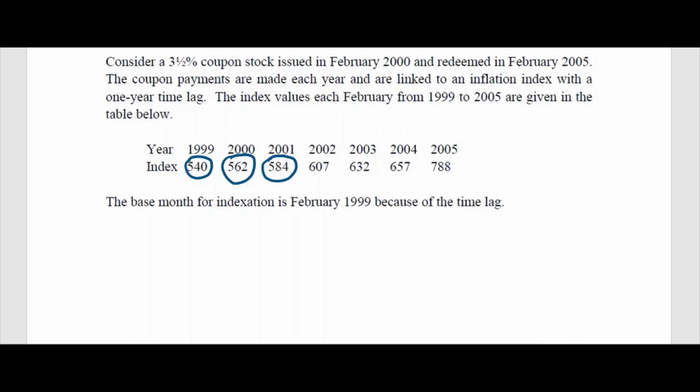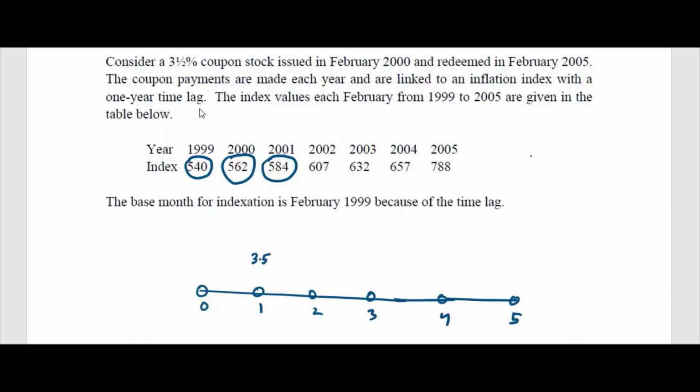So we have to draw a real line and write the payments. That is the first and foremost thing. So let me draw here. 3.5% coupon stock issued in February 2000, redeemed 2005. So I'll write 0 to 5 only. Make it very simple. 0, 1, 2, 3, 4, 5. 3.5% coupon.